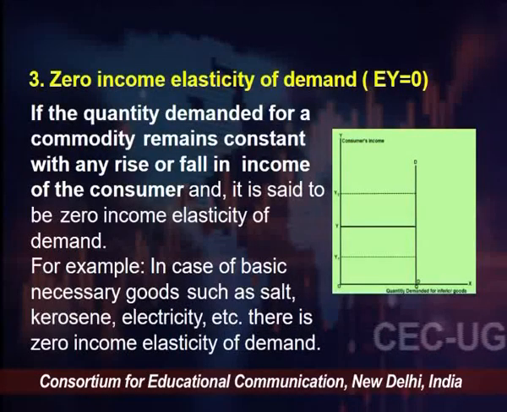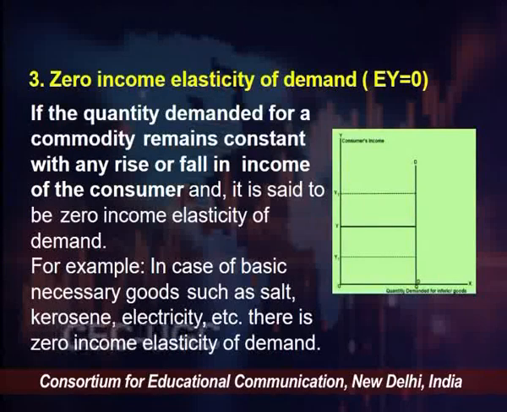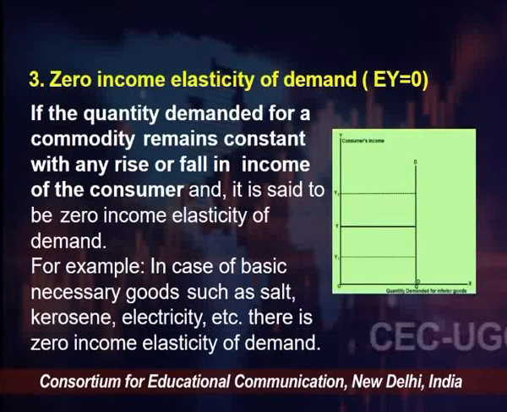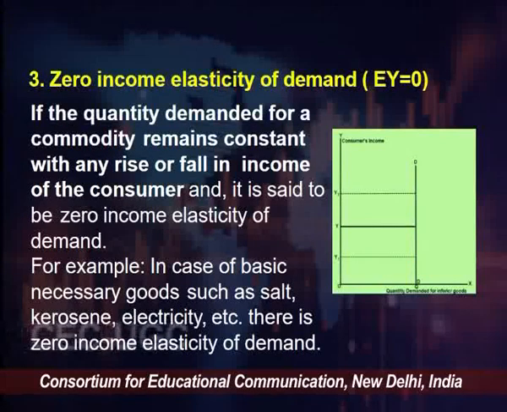Another type is zero income elasticity of demand. If there is no relationship between income and the demand, then there will be zero elasticity. So if the quantity demanded for a commodity remains constant with any rise or fall in income of the consumer, then it is said to be zero elasticity of demand. For example, in case of basic necessities such as salt, kerosene, electricity, etc., there is zero income elasticity of demand, because basic necessities demand will remain the same whatever be the level of income.